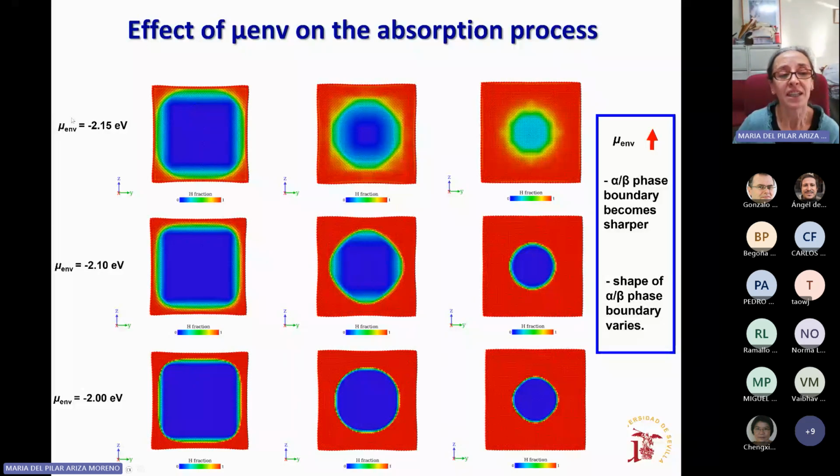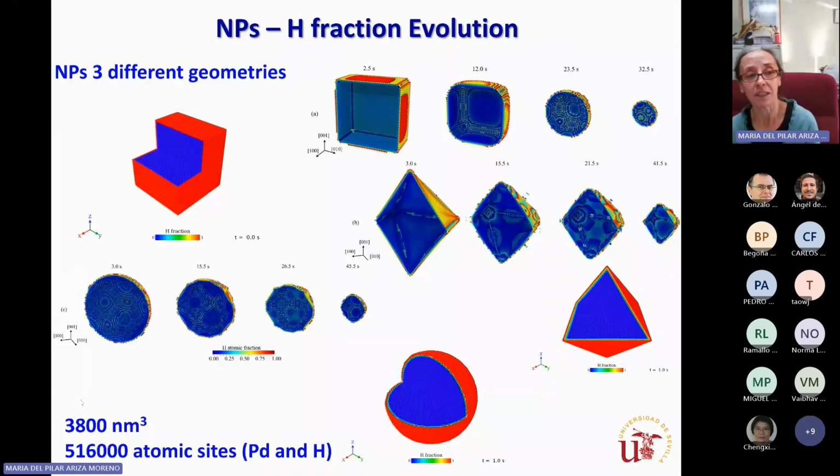you will see that depending on the value of this chemical potential, you are going to end up having phase boundaries with a different shape. So this is the one, with this kind of very sharp phase boundary, that was observed in the experimental work. So this is the one that we really need to include in our model, meaning that this is the value of the chemical potential that you need to use for palladium nanoparticles.